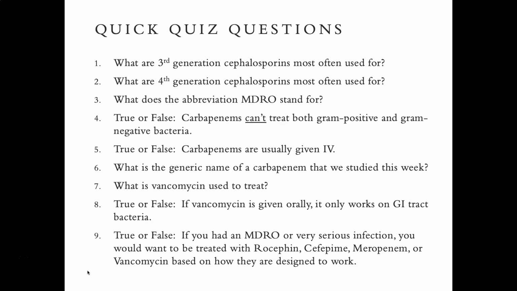True or false, if you had an MDRO or very serious infection, you would want to be treated with Rocephin, cefepime, meropenem, or vancomycin based on how they are designed to work. Please make sure you recognize these 4 drugs. I'm going to give you the answer on this. It's true. These 4 drugs are the ones you will see most often used on patients in the ED with sepsis, in the ICU with serious infections. They are heavy-duty drugs that they give.